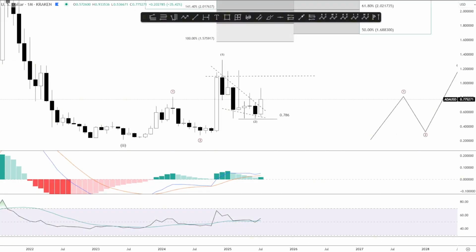Welcome to another video. Today we're looking at ADA US dollar on multiple time frames. This will be a very quick video, just a quick update on what to expect over the next couple of weeks, and a quick look at the lower time frames.